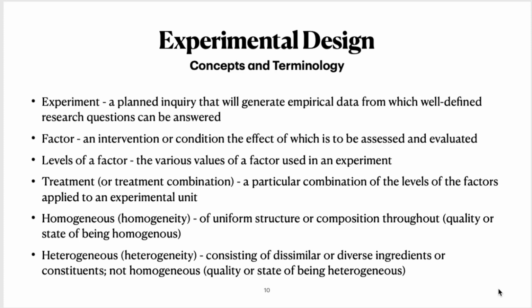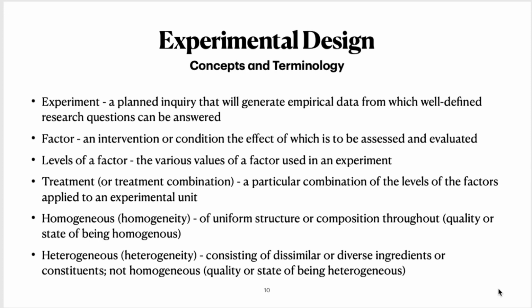A treatment, or more commonly a treatment combination, is a particular combination of the levels of the factors that are actually applied to an experimental unit. So we have one or more factors. Those factors typically have at least two levels. And if we've got more than one factor, then in many cases we're looking at combinations of those factor levels, and we call those combinations treatments or treatment combinations, and it's those treatment combinations that are applied to experimental units.